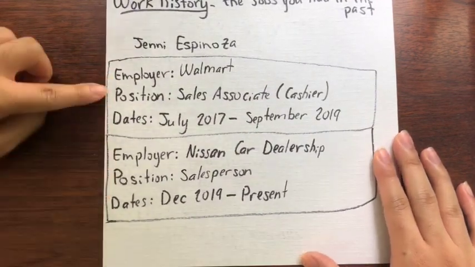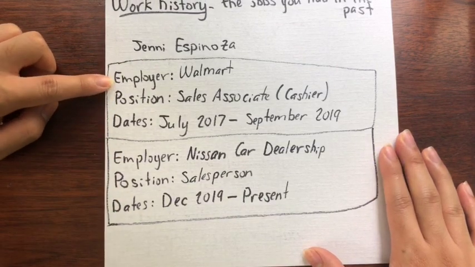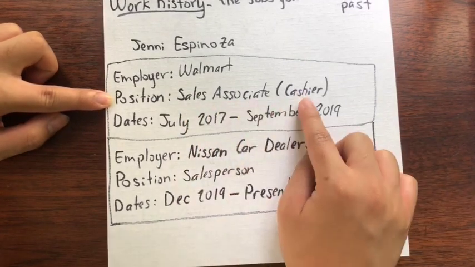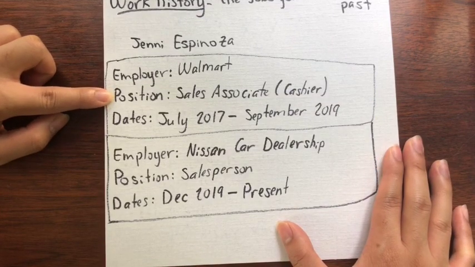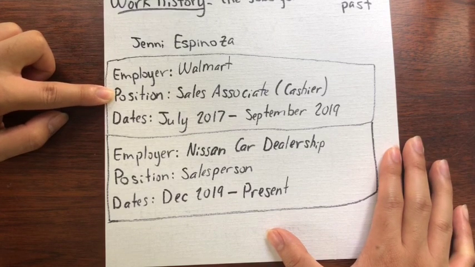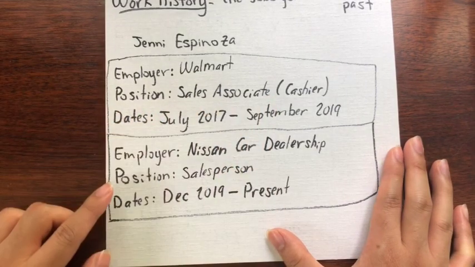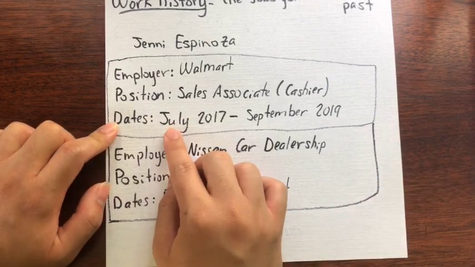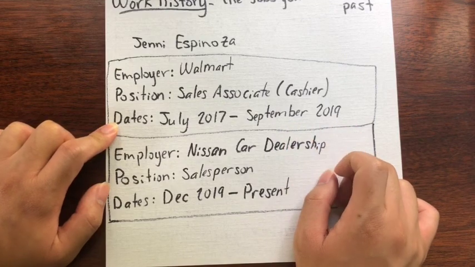She has 2 different jobs here. So let's look at the first one. Employer, Walmart. Position, or her job, sales associate, cashier. And then under the position, we can write the duties of the job. So she handles money, she helps customers, she cleans the store. That's the duties of a sales associate. The dates. When did she work here? She worked here from July 2017 to September 2019.